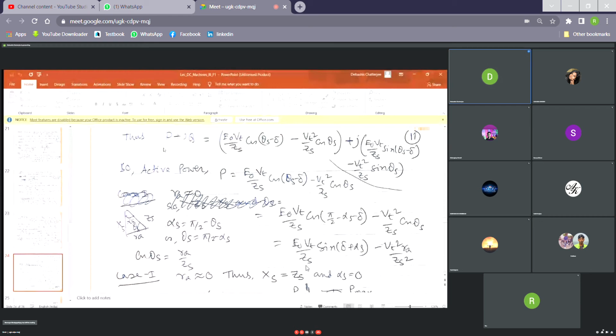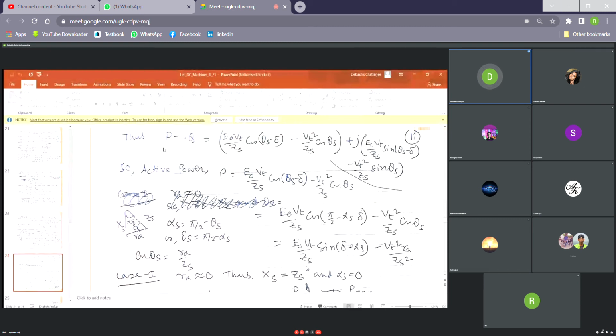Now, from here, you can do a little bit of trigonometric adjustment with the help of the impedance triangle. The impedance triangle is drawn at the left, where RA, XS, ZS, and theta S is the angle, and alpha S plus theta S is 90 degrees, right, from the impedance triangle. So alpha is equal to pi by 2 minus theta S, or theta S is equal to pi by 2 minus alpha S. If you replace theta S in the first term of P, you get E0 VT by ZS cos of pi by 2 minus alpha S minus delta. The right term is the same, cos theta S. So you can rewrite this as E0 VT by ZS sin of delta plus alpha S, minus VT square by ZS.